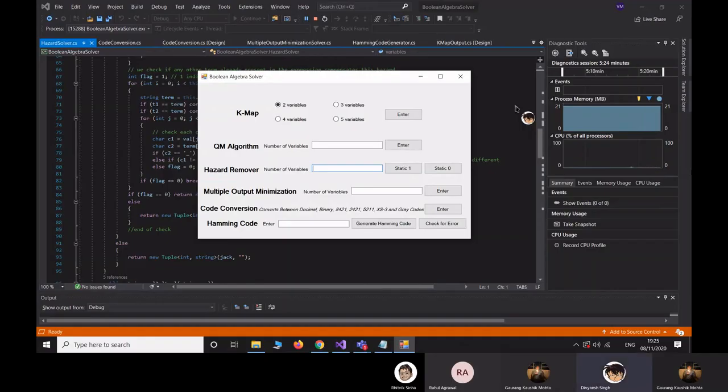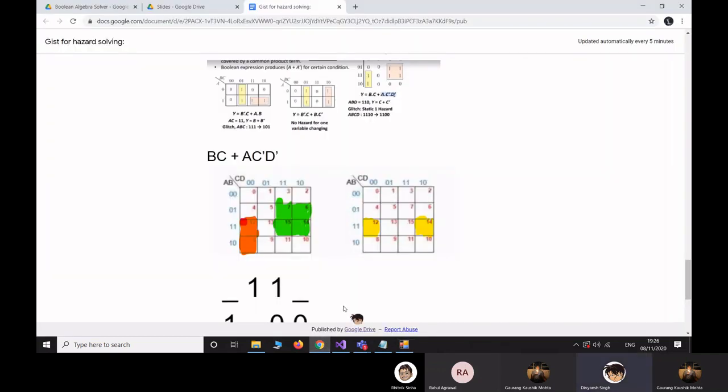My name is Divyan Singh and I will be presenting the hazard cover generation for static 1 and static 0 hazard. First, we shall cover the theory from a sample case taken from the slides, which is Y is equal to BC plus AC complement D complement.